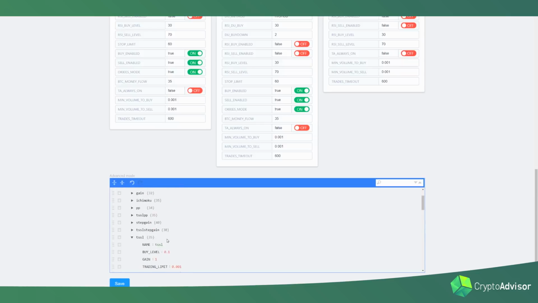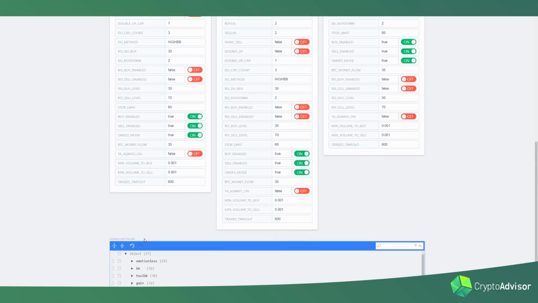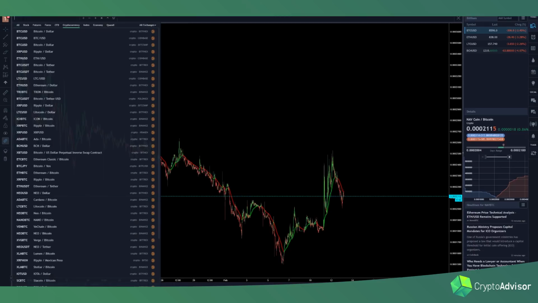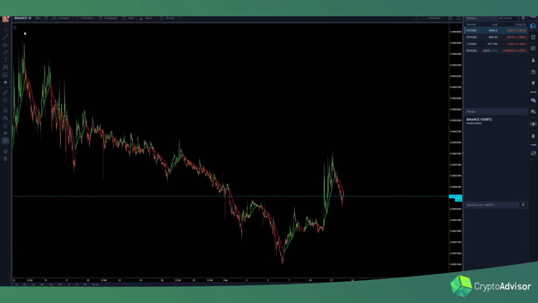Next, we have an uptrending strategy. So this will be a strategy that is very aggressive for those uptrending markets in order to make profit on all of those moves while still being safe in case it does go down.